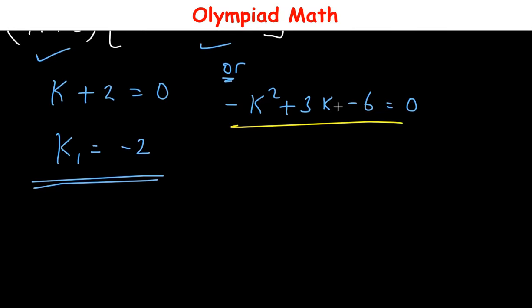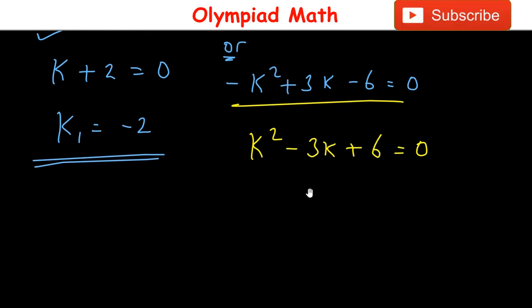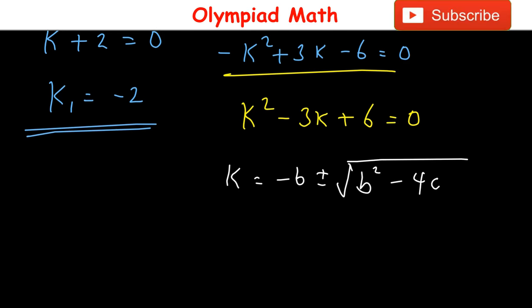first of all, we can multiply this equation by minus 1. This then becomes k squared minus 3k plus 6 equals 0. So this equation will be solved making use of the quadratic formula. So we have the formula as, with respect to k, k is equal to minus b plus or minus square root of b squared minus 4ac all over 2a.